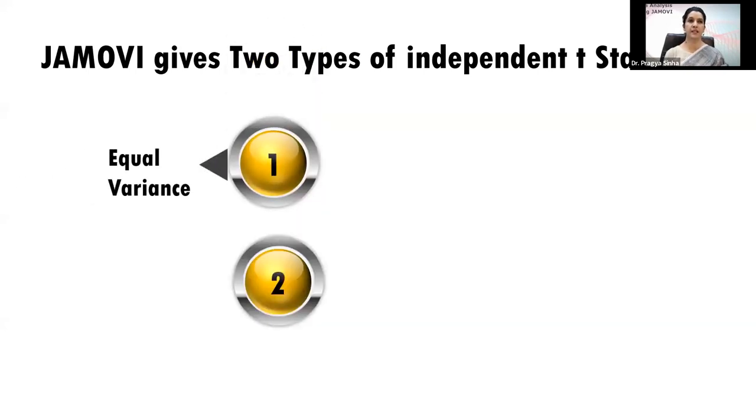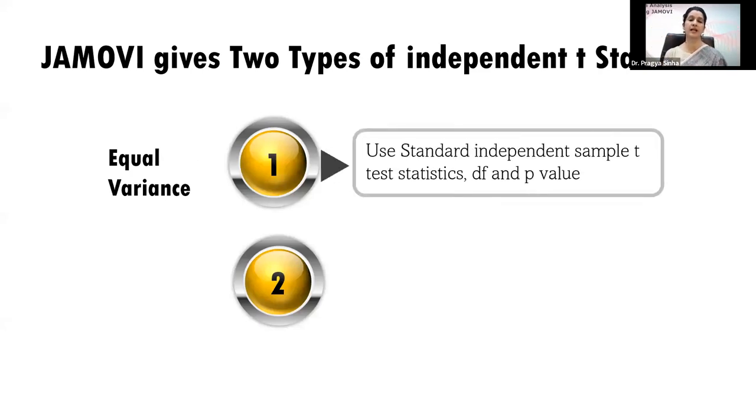Based on the p-value of Levene's test of equality of variance, JAMOVI gives two types of independent t-statistics. If it meets the criteria of equal variance, that means if the p-value of Levene's test is more than 0.05, remember I said that we want our p-value to be more than 0.05 in this case, because then it will confirm that there is homogeneity of variance. That means the two populations from which we have drawn the groups have equal variance. In that case, you can report the standard independent sample t-statistic, degrees of freedom and p-value.